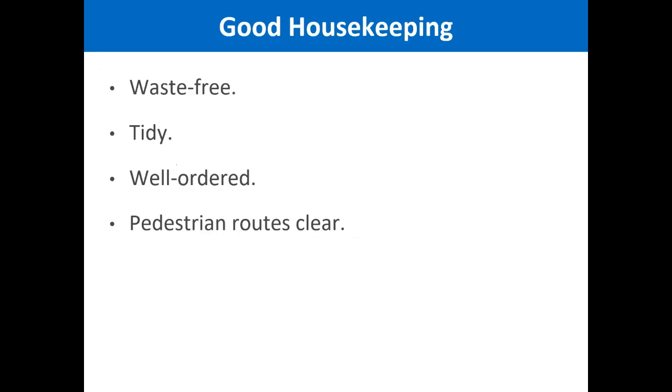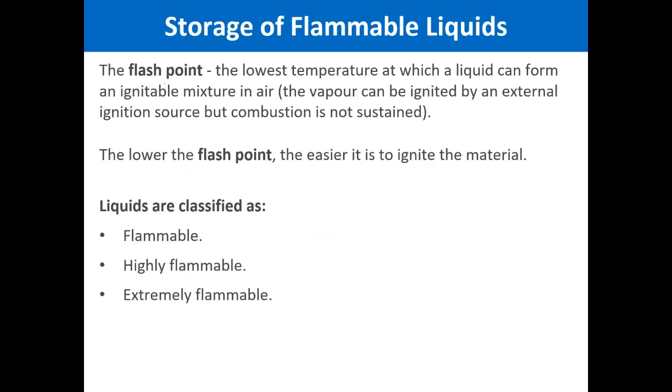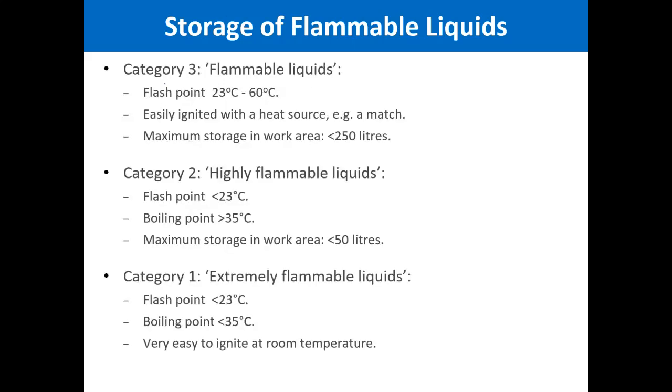Good housekeeping also helps reduce fire. The area should be waste free, tidy, well ordered. Pedestrian routes should be clear. Flammable material should be stored properly as well. Make sure the temperature is controlled in the flammable material area. Make sure there is adequate ventilation. Okay. So you need to make sure that you control the flammable materials and liquids.